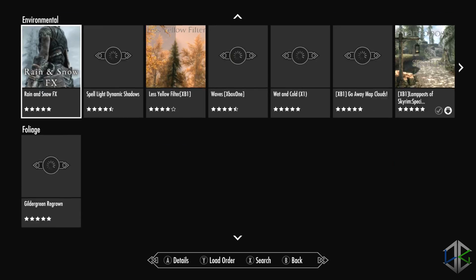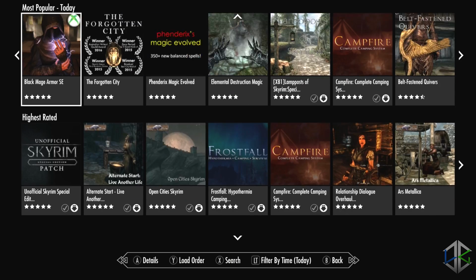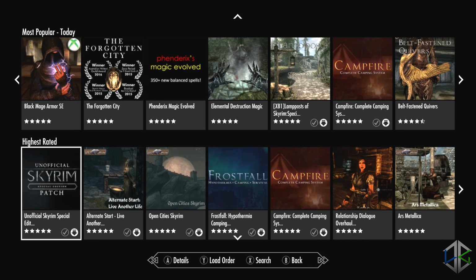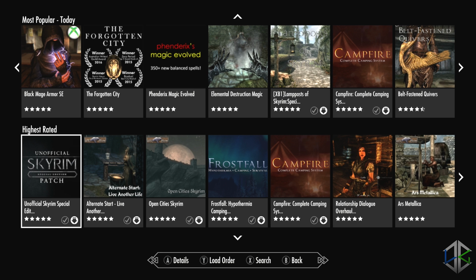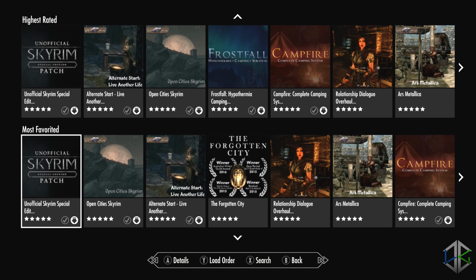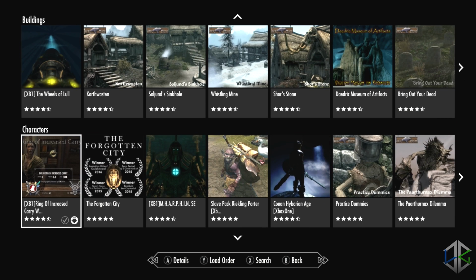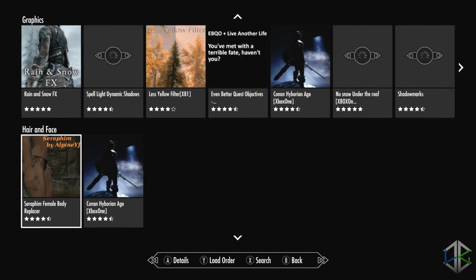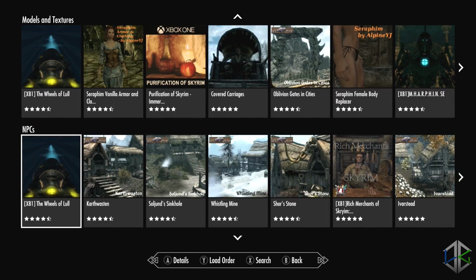Mods load from the top to the bottom of the load order, and bigger mods go at the top and smaller mods at the bottom, because the bigger mod can usually work if they're overwritten by smaller mods. But the opposite isn't true, smaller mods usually don't work if they're overwritten by a bigger mod. So we always go big to small, top to bottom.